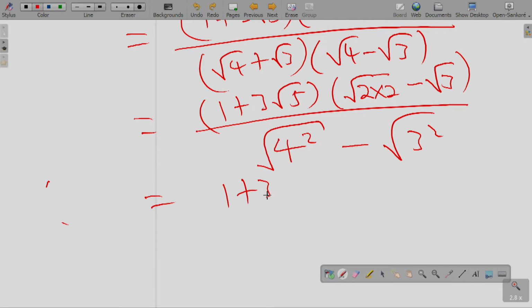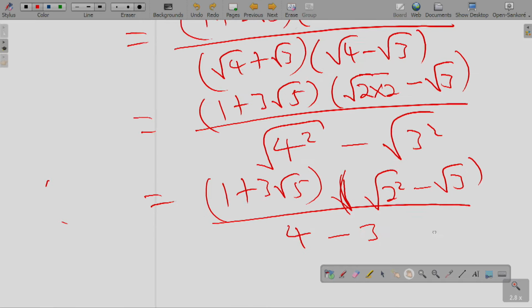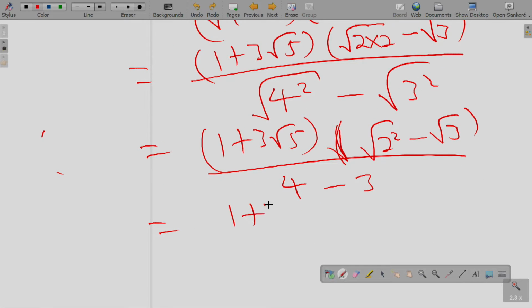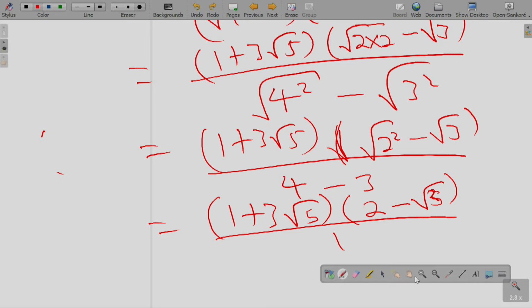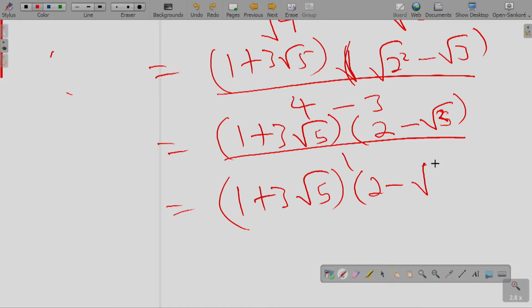And here we get 1 plus 3 square root of 5 times 2 minus square root of 3 over square root of 4 squared, which is equal to 4, minus 3. So this is equal to 1 plus 3 square root of 5 times 2 minus square root of 3. And here 4 minus 3 is equal to 1, which can be written as 1 plus 3 square root of 5 times 2 minus square root of 3. And this is our answer.